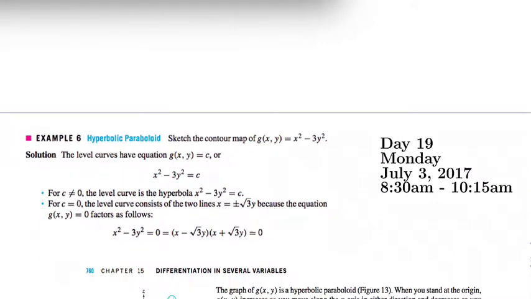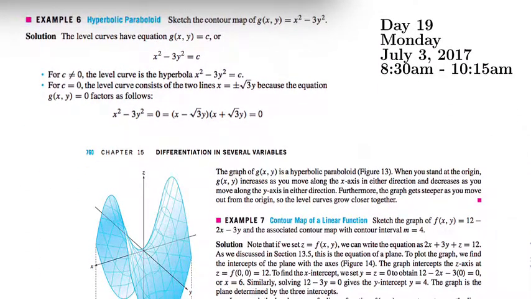Okay, and then that should bring us to today's lecture. So we'll continue with the section 15.1 with example 6.